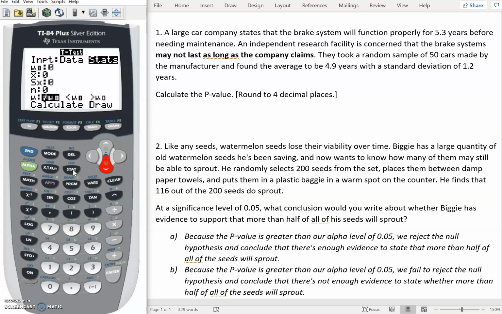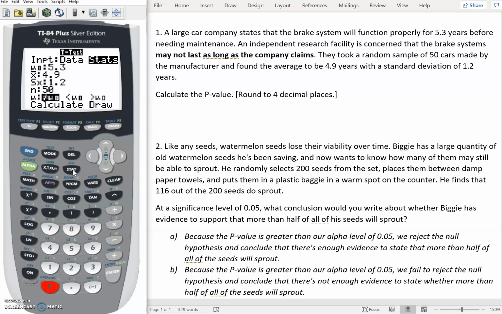Mu naught, again, this is the average under our null hypothesis. So that was the 5.3. This is what we assume to be true. X bar is what it's always been, the sample mean, so that's 4.9. S, for the sample standard deviation. If you use a Z test, it's going to say sigma. So we don't have sigma, we have S. This is 1.2. N, the sample size, that's just 50 in this particular example.